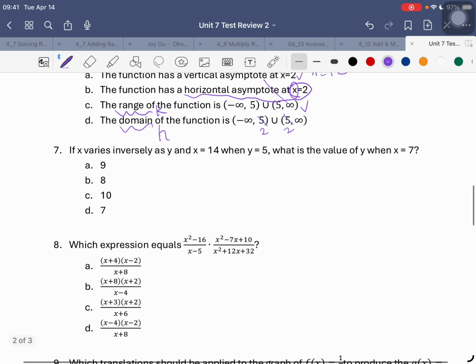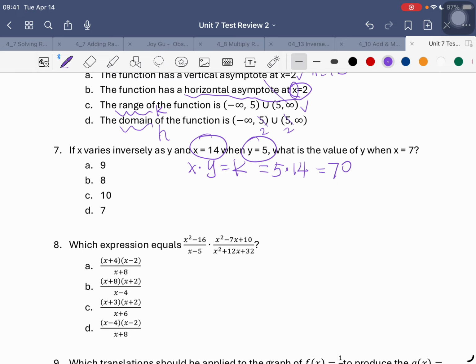Now let's look at 7. 7, if x varies inversely. This is what we learned yesterday. So we need to find the k because x times y gives you the k. And I can multiply the first 2 numbers, give you the k, which is 5 times 14. And it should be 70.